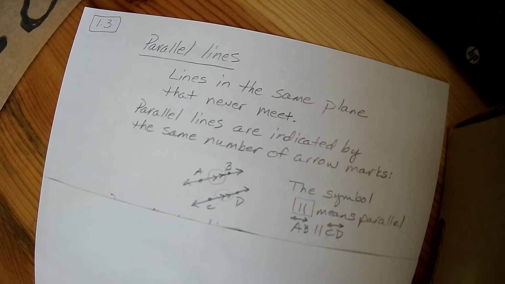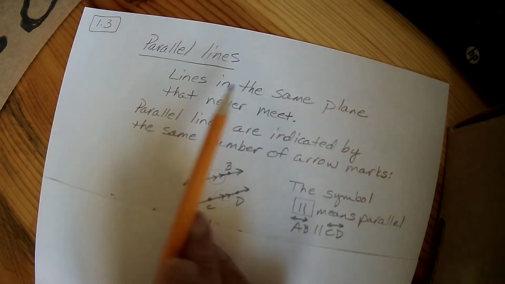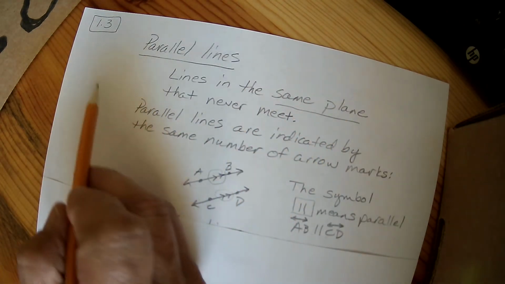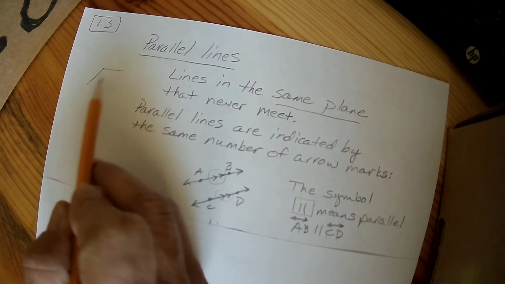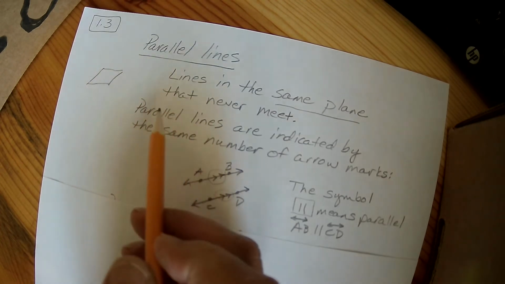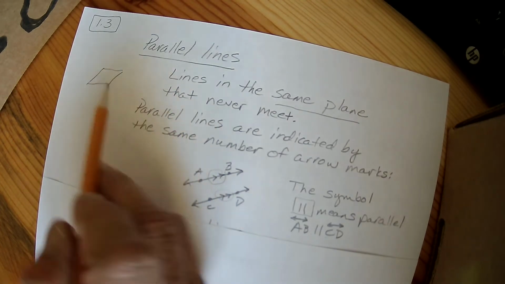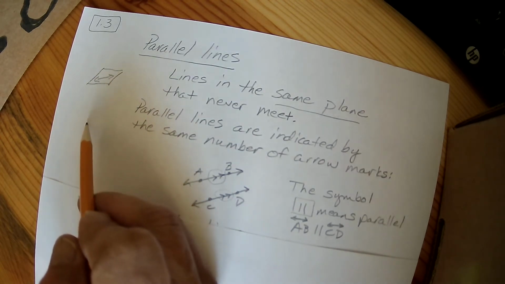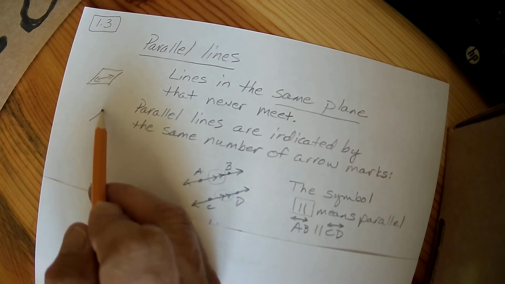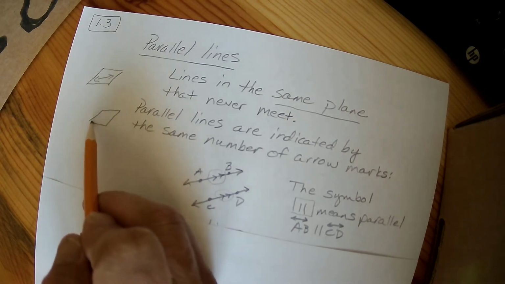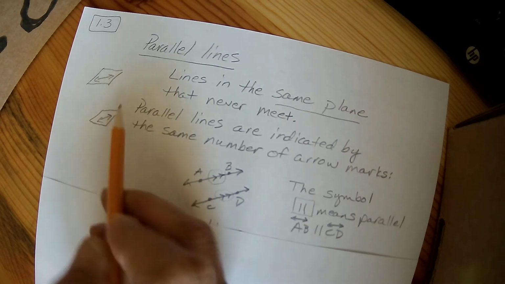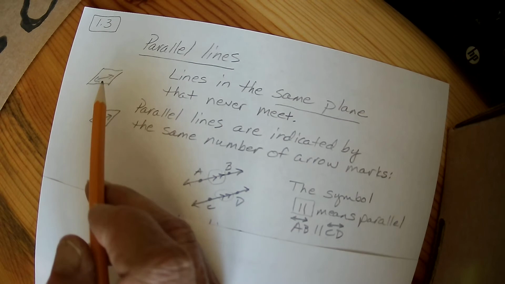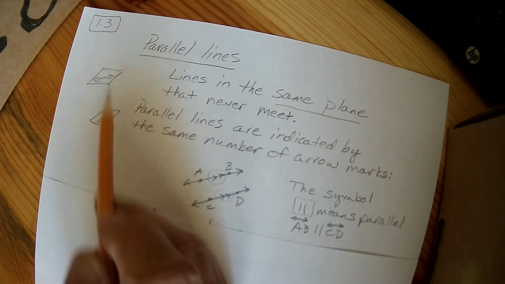I want to talk real quick about lines in the same plane. Why did I have to say that? Well, let's say we have a plane with infinite directions, and there's a line on that plane. And then I have another plane that's like underneath it, and there's another line on that plane. Clearly, because these planes are never going to intersect, neither are those lines, right?